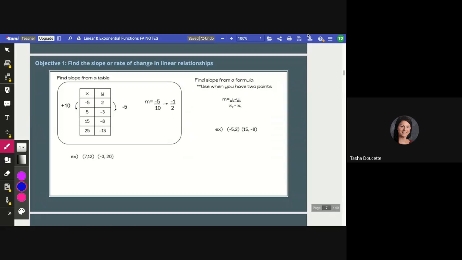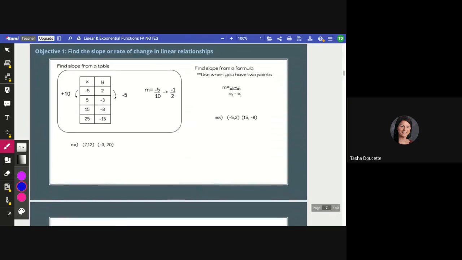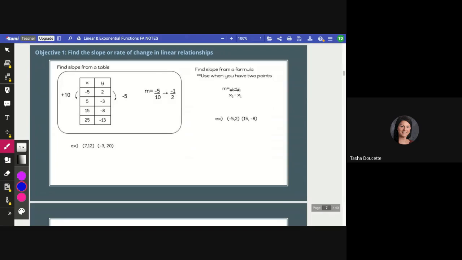Let's get into objective 1, where you're finding the slope or the rate of change in linear relationships. So again, we did practice this before break. So we're just going to do a few more practicing. We have this table, and our x values are given below, and your y values are given. So when you have a table like this, these points are actually creating coordinates, okay? And that can be used to help you find the slope.